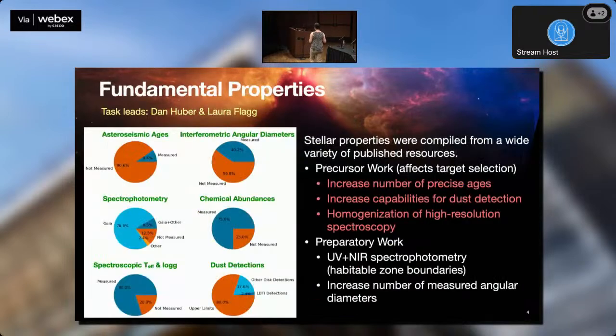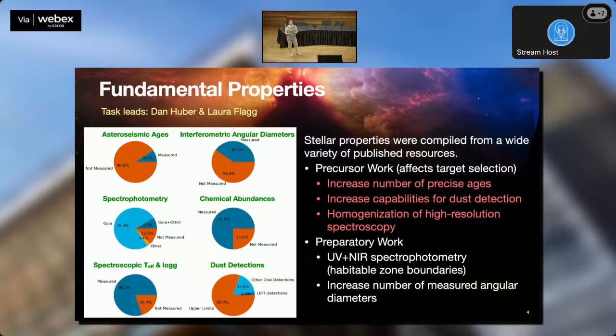All right, next group is fundamental properties. It was basically tasked with figuring out all the fundamental properties of stars. There's way too much to go into. This group did a huge amount of work, and you can see the breakdown here, where orange are the properties that weren't measured for the tier 1 stars and blue were measured.